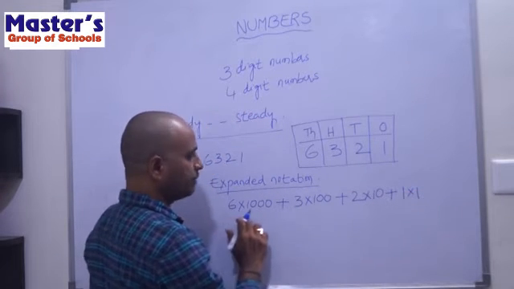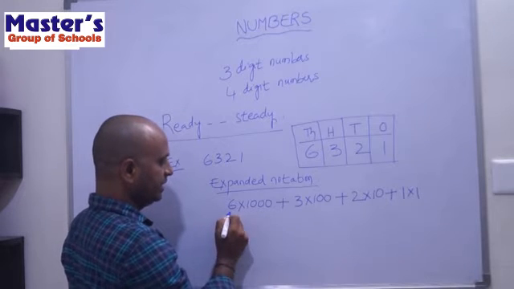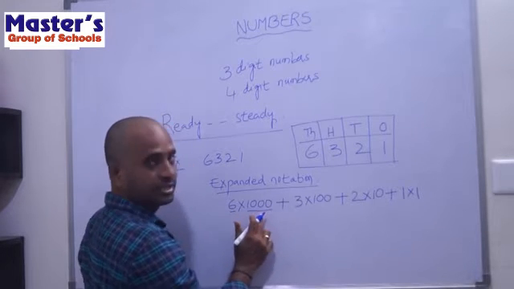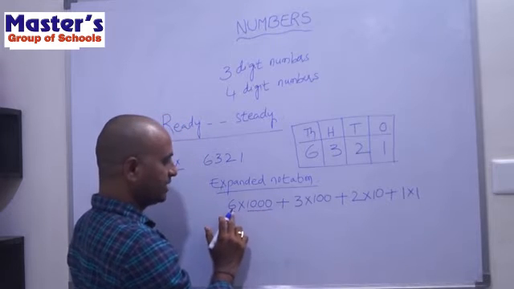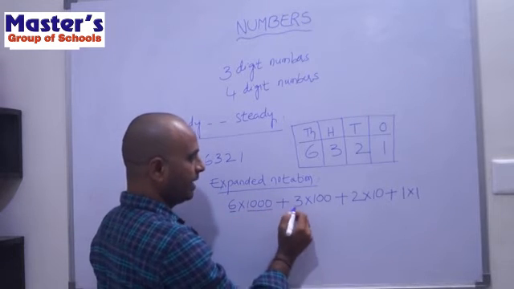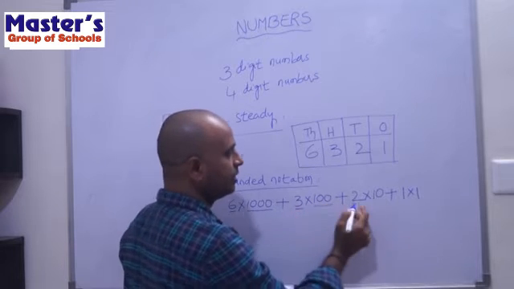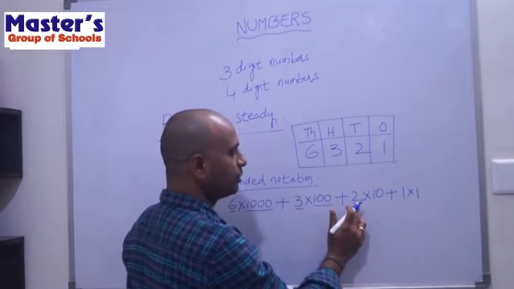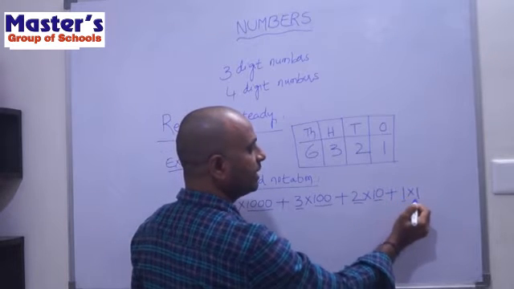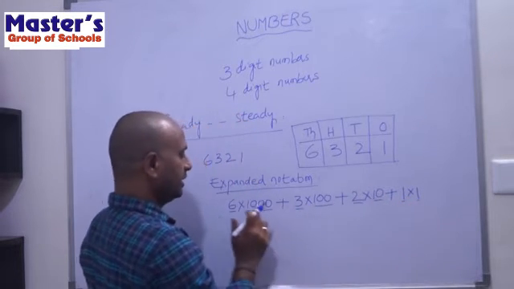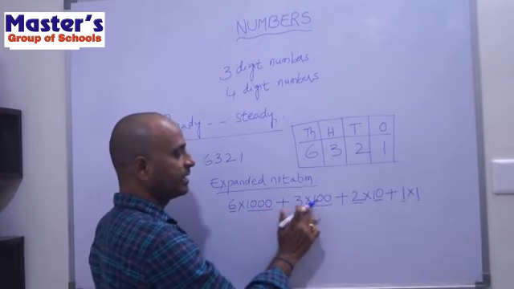So this is the expanded notation. This notation is called expanded notation. Each digit is multiplied with its place value. The 6 is in the thousands place, so 6 is multiplied with 1000, and 3 is in the hundreds place, so 3 is multiplied with 100. 2 is in the tens place, so 2 is multiplied with 10, and 1 is in the ones place, so 1 is multiplied with 1. Each digit is multiplied with its place value, and we put a plus symbol.